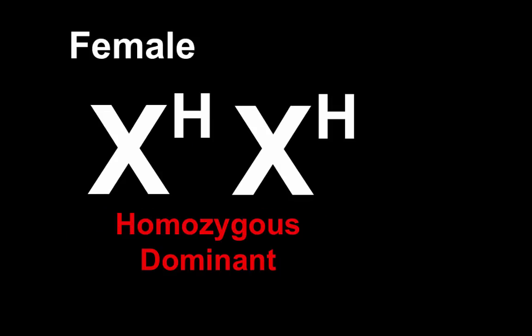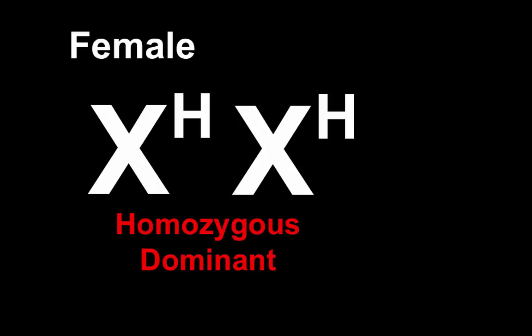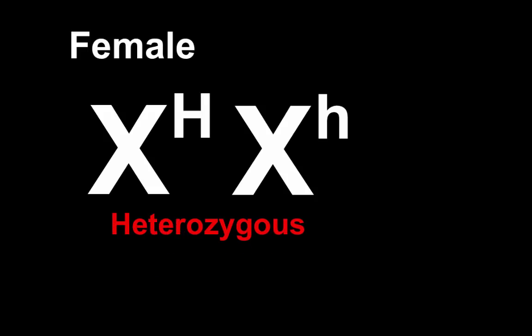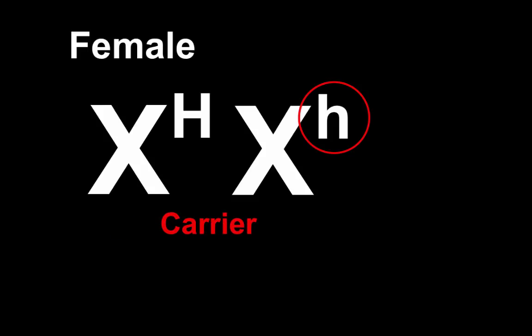So here we have a female, and we're going to call her homozygous dominant, because again, she has two big H's. If you take away the X's, it's exactly the same as it was before. We're just showing that they're on the X chromosome. This would be a homozygous recessive female, and this would be a heterozygous female. We're also going to call these carriers, and that's because this woman is carrying the recessive trait, in this case maybe for hemophilia. But she herself does not have it because she has the dominant trait.